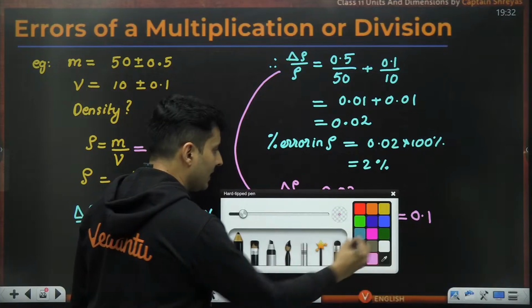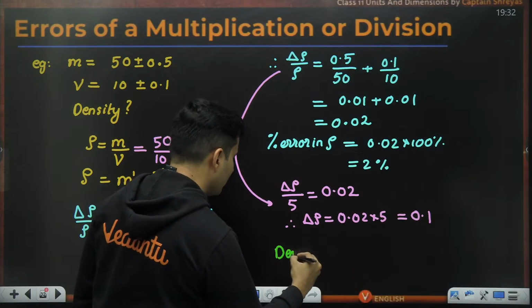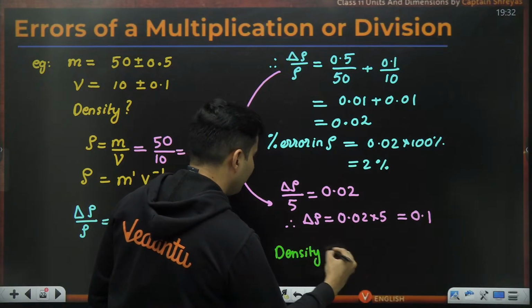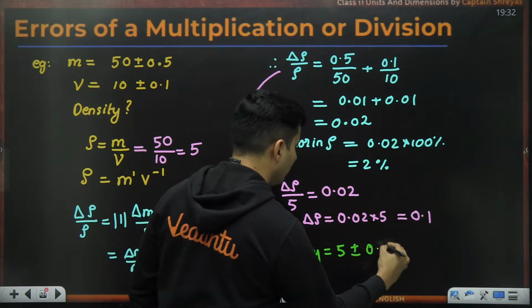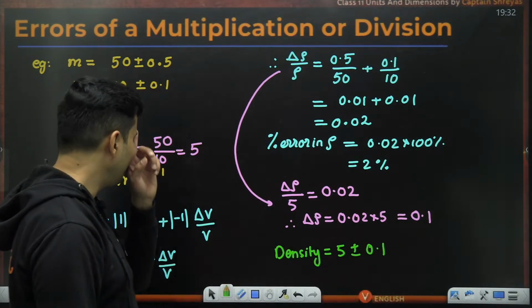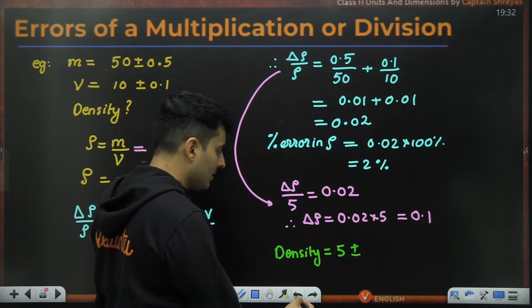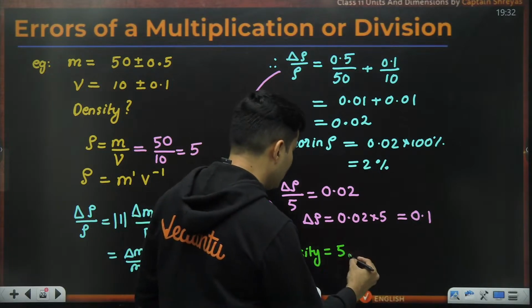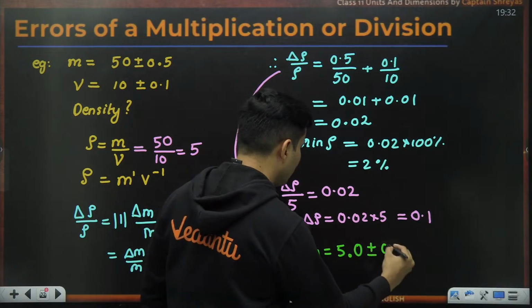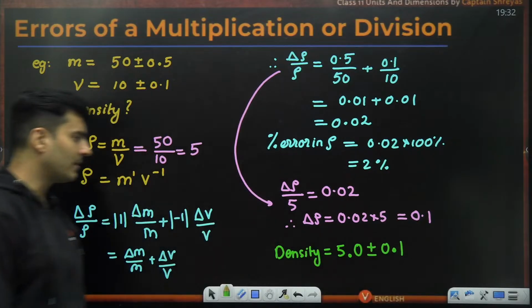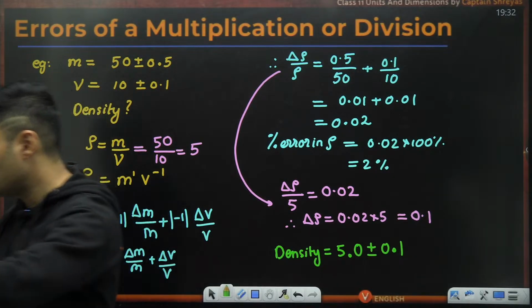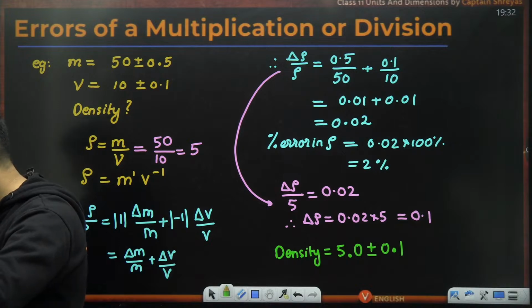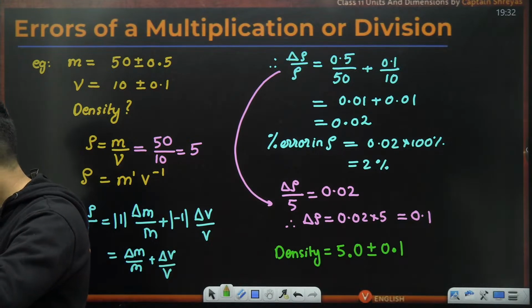So the final answer of density will be, most likely it is 5, but plus minus 0.1. To make sure that it is consistent with our significant figures and decimals, 5.0 plus minus 0.1, that is the answer. Density is 5.0 plus minus 0.1. Is this absolutely clear, guys? Akshay, now did you understand?